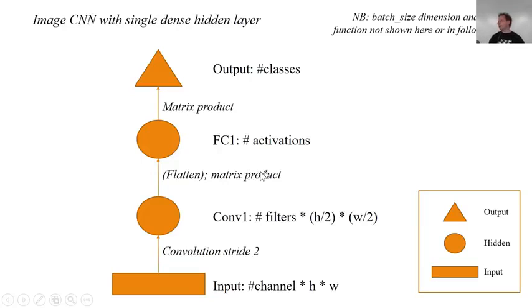We can do a matrix product, or a couple of matrix products, which we actually tend to do in fastai. That'll be our fully connected layer with some number of activations. The final matrix product gives us some number of classes. So this is our basic ConvNet. Remembering, rectangle is input, circle is hidden, triangle is output. All of the shapes represent a tensor of activations. All of the arrows represent a layer operation.